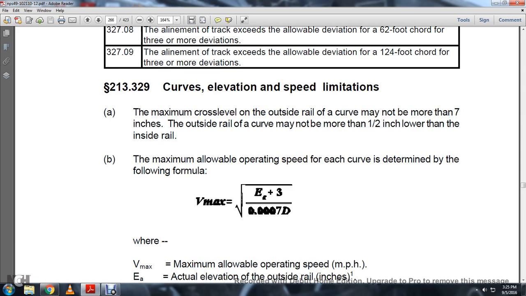213.329 Curves and elevation speed limitations. A. The maximum crosslevel on the outside rail of the curve may not be more than 7 inches. The outside rail of the curve may not be more than a half inch lower than the inside rail.